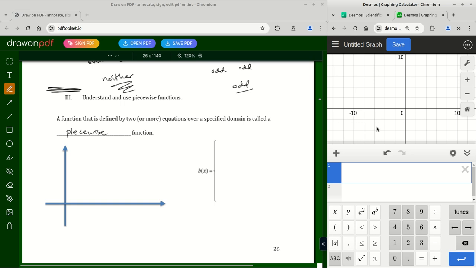So right now, they're just wanting me to give you an example. And I'm going to give you the example that I wrote down. So x plus 1, I'm going to say x is less than 1. And then I got x squared as long as x is greater than or equal to 1. So what is that graph going to look like? It kind of is going to look like this right here, okay?